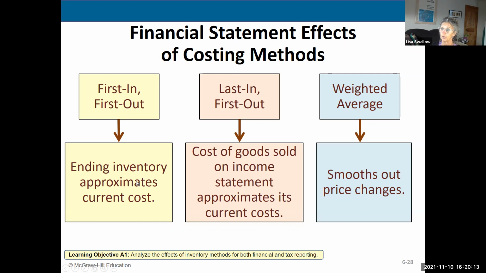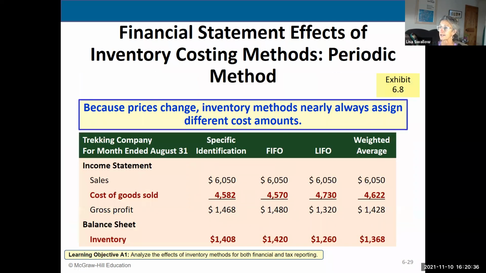With FIFO, your COGS is your oldest stuff. So what's in your inventory on your balance sheet is your newest stuff. So this gives you a more accurate balance sheet. And with weighted average, that balances everything out, because as you see, you recalculate the cost every time you make a purchase.